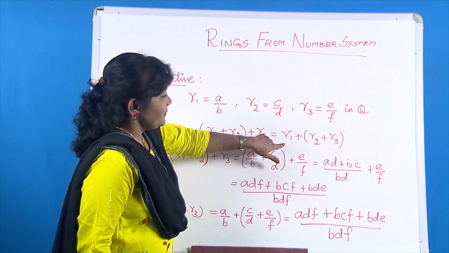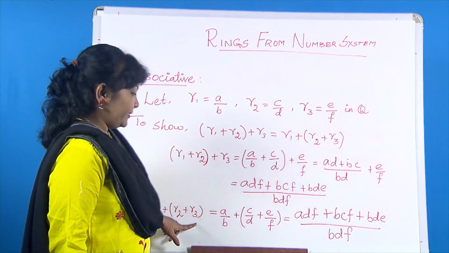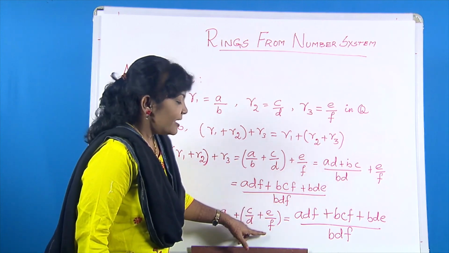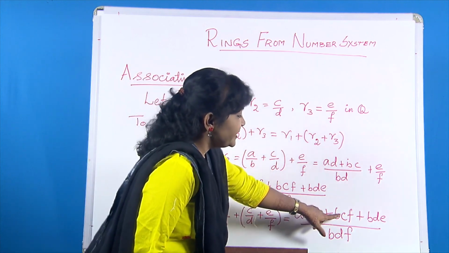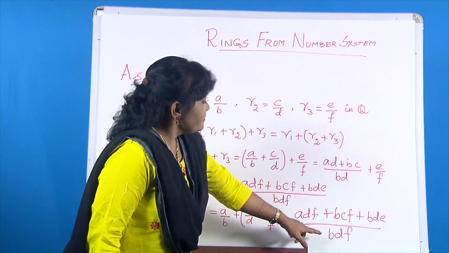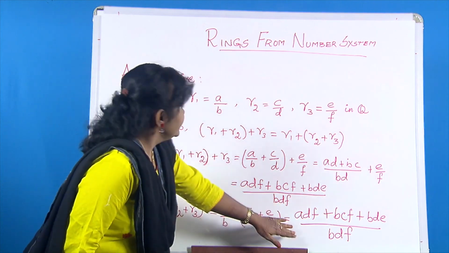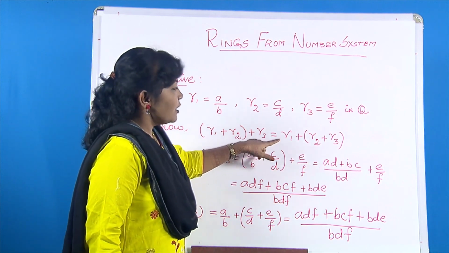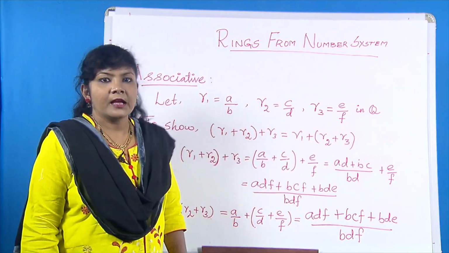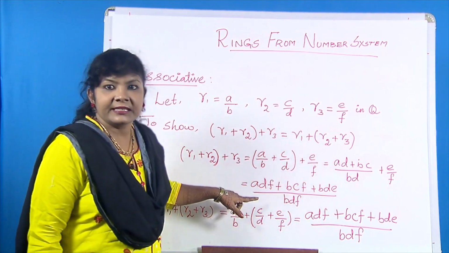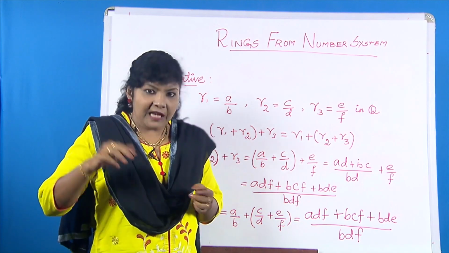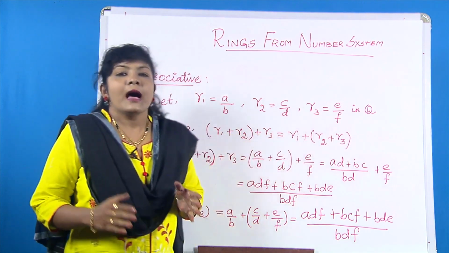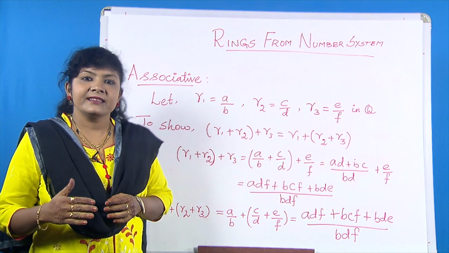Next we check this one. So, r1 plus (r2 plus r3) is equal to a/b plus (c/d plus e/f). We will get the result as (adf plus bcf plus bde) divided by bdf. So, this is equal to this. So, we have proved (r1 plus r2) plus r3 is equal to r1 plus (r2 plus r3), and so addition is associative.